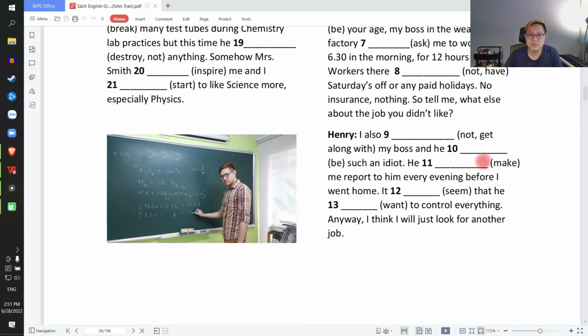Number 11. He used to make me report to him every evening before I went home. Or he would make me report to him every evening before I went home. So this one talks about a past habit. Chỗ này nó nói về một cái thói quen quá khứ, đó chính là cái thằng cha này á, đã từng bắt con tường thuật cho thằng chả mỗi buổi chiều tối trước khi con đi về nhà. Một cái thói quen quá khứ mà giờ nghỉ việc đâu còn đúng đâu. Now he quit already, so it's no longer true. Past habit. So it's a past habit of this boss of Henry.